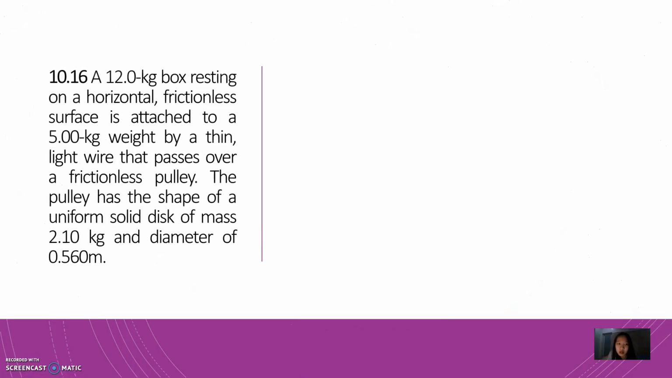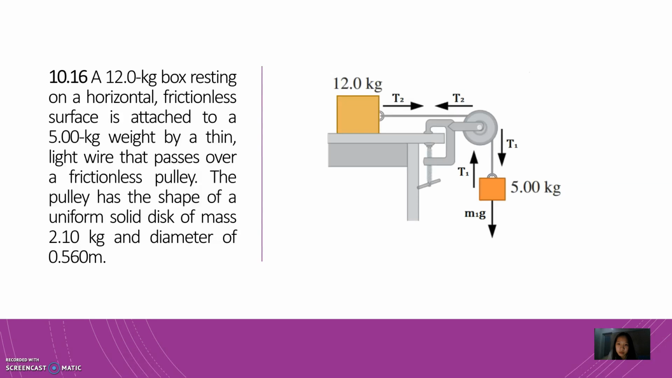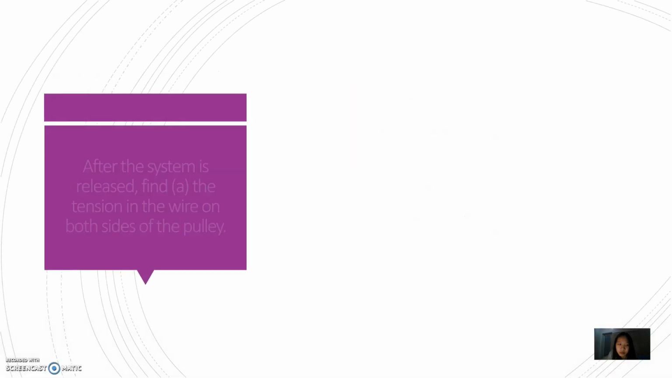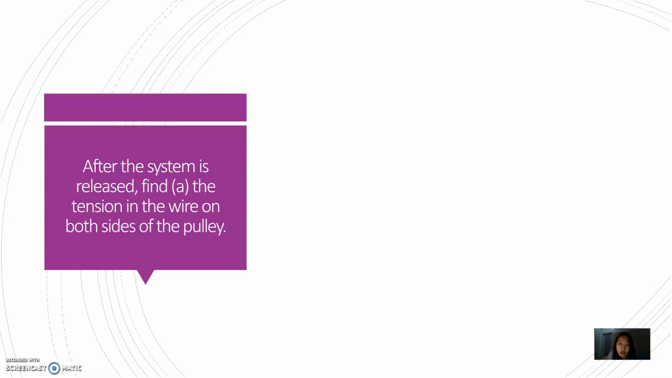Problem 10.16. A 12 kg box resting on a horizontal, frictionless surface is attached to a 5 kg weight by a thin, light wire that passes over a frictionless pulley. The pulley has the shape of a uniform solid disk of mass 2.1 kilograms and diameter of 0.56 meter. After the system is released, find the tension in the wire on both sides of the pulley.